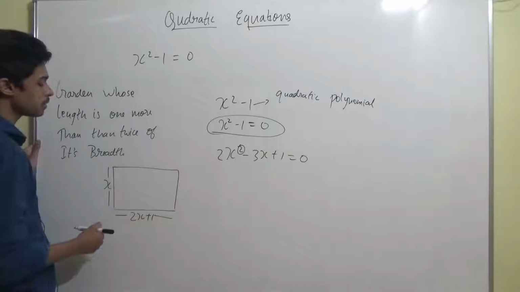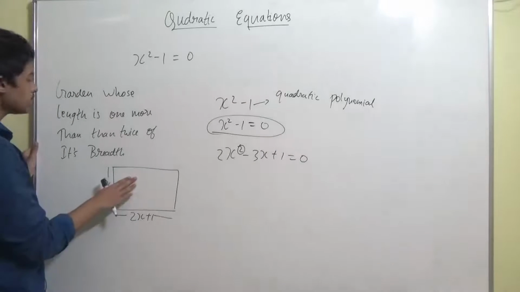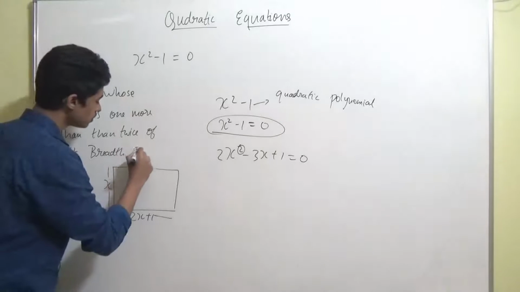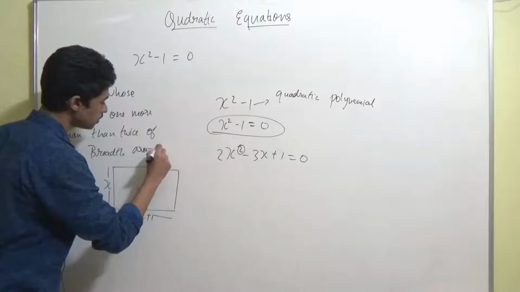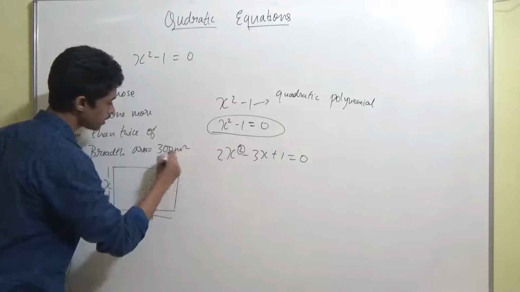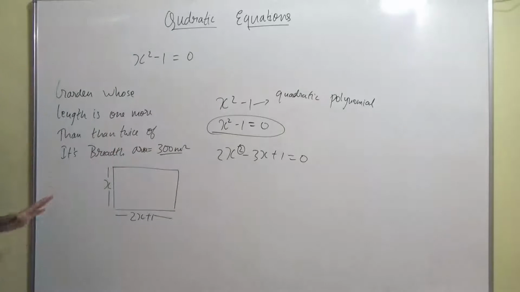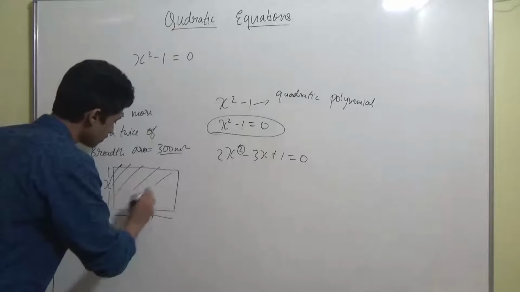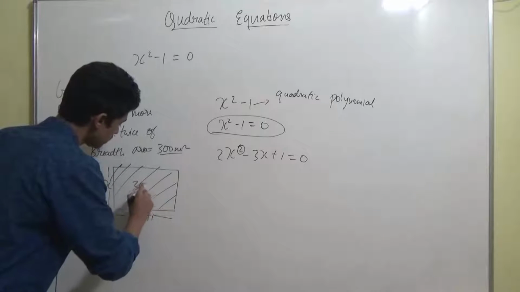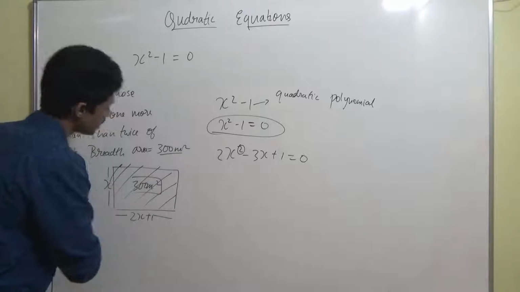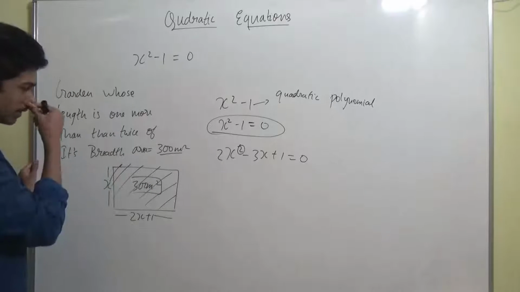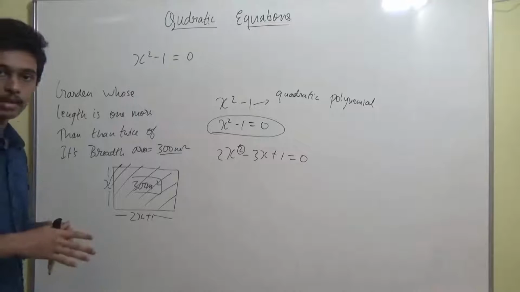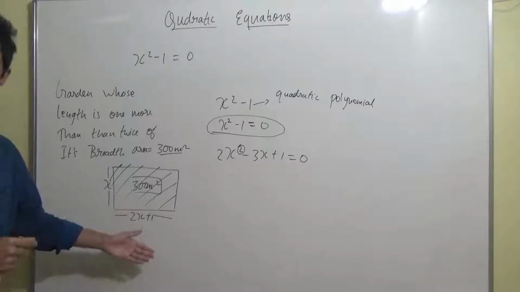This will become x, this will become 2x plus 1, and they are saying the area equal to 300 meters square. Now we have to express this mathematically, that is in the form of quadratic equation. So this area they gave as 300 meters square. So if you go and try to express it quadratically, how you get the area guys? You get the area by multiplying the length and the breadth.